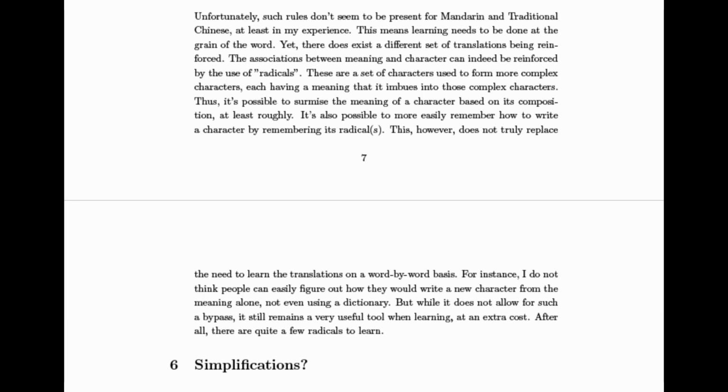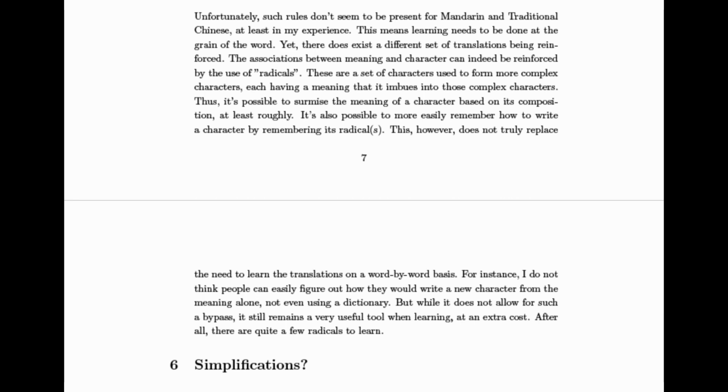Yet, there does exist a different set of translations that can be reinforced. This would be the associations between meaning and character. Those can indeed be reinforced by the use of radicals. These are a set of characters used to form more complex characters, each having a meaning that is imbued into those complex characters. This means it's possible to surmise the meaning of a character based purely on its composition, at least roughly. It's also possible to more easily remember how to write a character by remembering its radical or radicals.